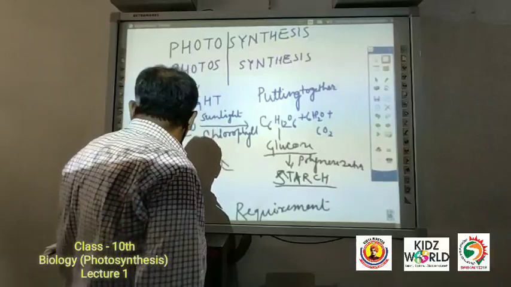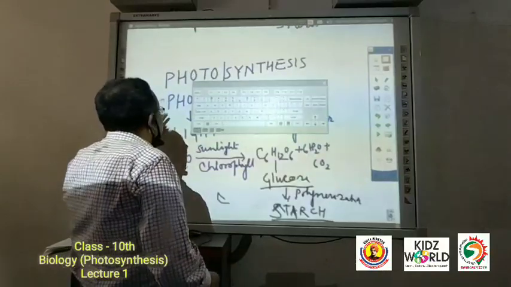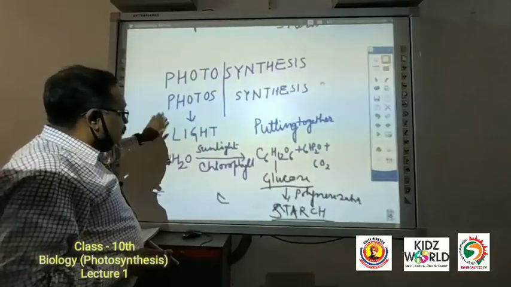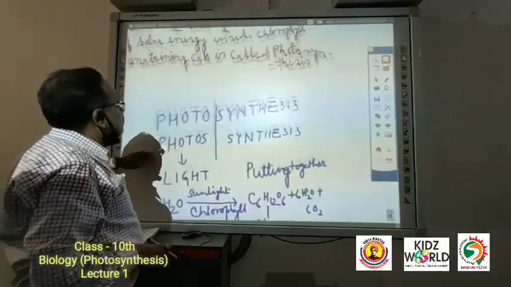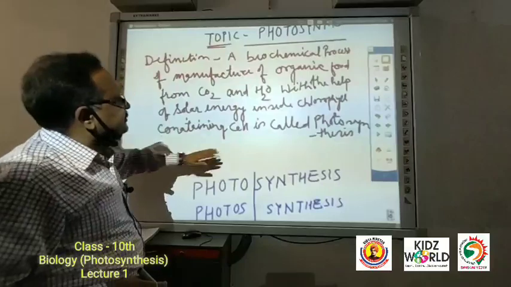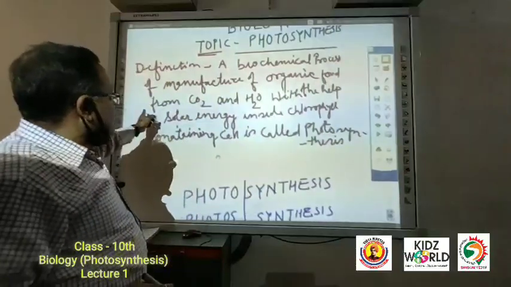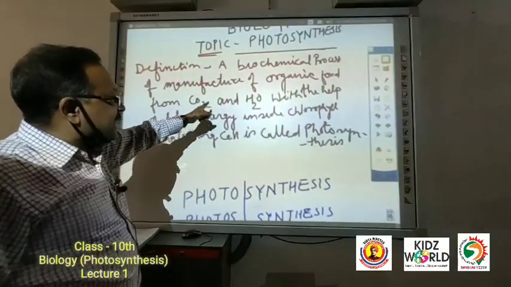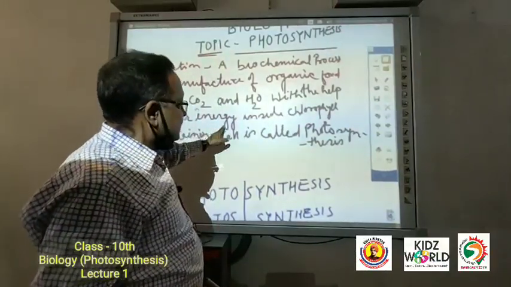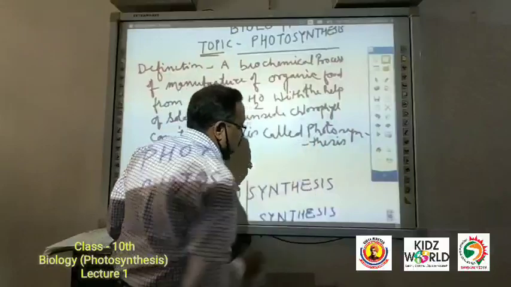So the definition of photosynthesis will be: a biochemical process of manufacturing organic food from carbon dioxide and water with the help of solar energy inside chlorophyll-containing cells is called photosynthesis.